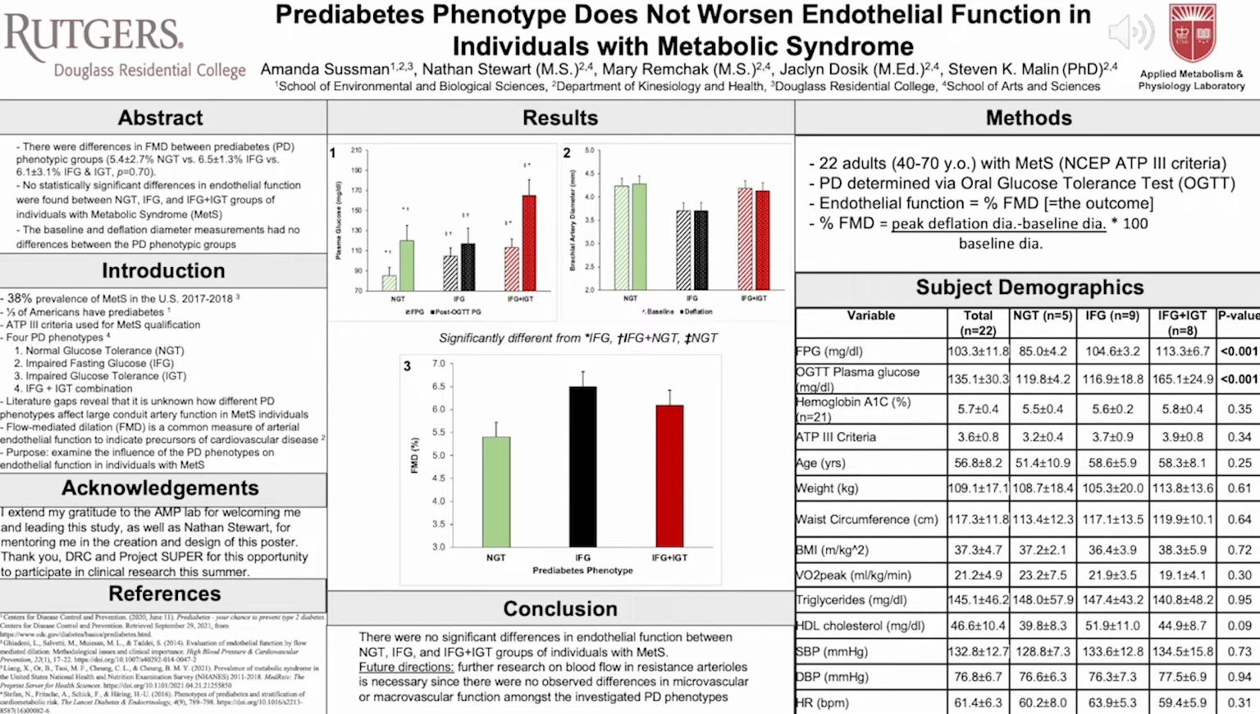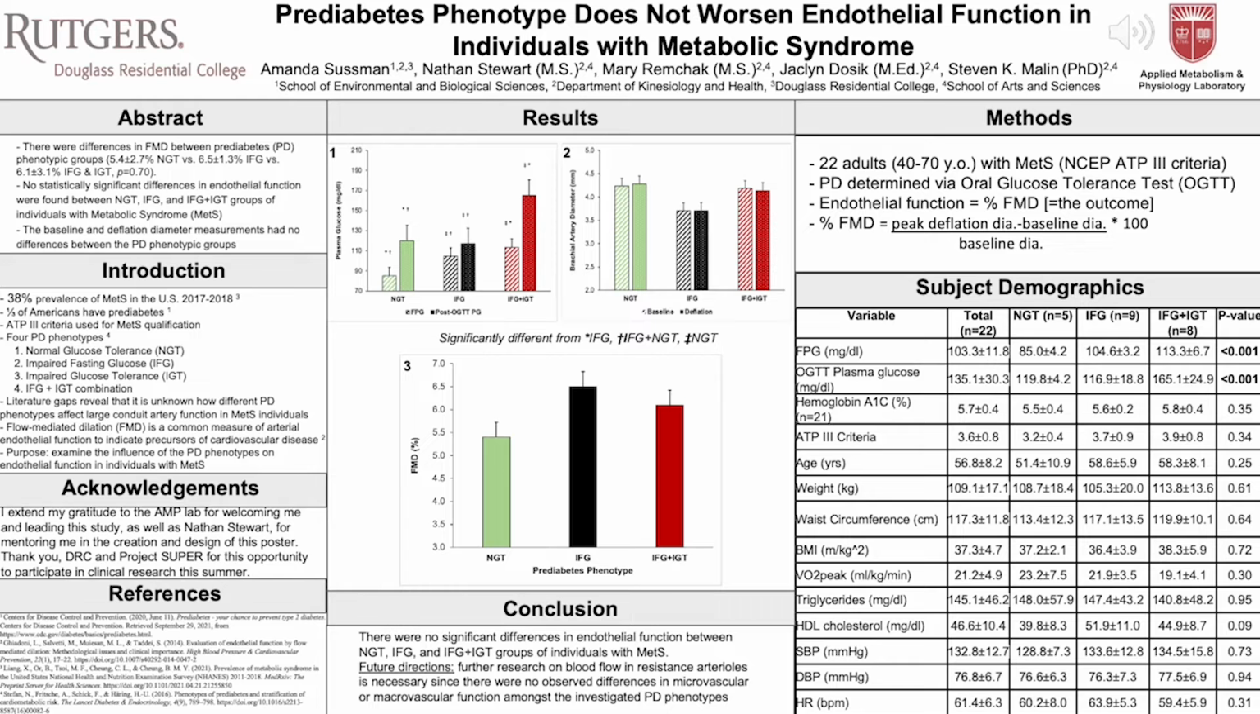Prediabetes phenotype, our independent variable, has 4 groups. It was determined via an oral glucose tolerance test where individuals were grouped based on their fasting plasma glucose and post-OGTT plasma glucose. For our control group, normal glucose tolerance, the FPG is less than 100 milligrams per deciliter, and for the impaired fasting glucose, the FPG is greater than 100.